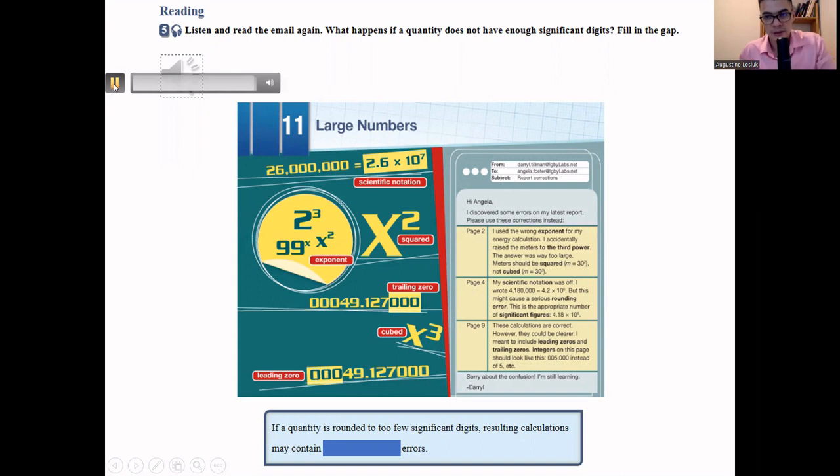So that was the audio clip. Here's the answer. If a quantity is rounded to too few significant digits, resulting calculations may contain rounding errors. So we've been talking about that over and over. So that's the answers for this segment. Moving on.